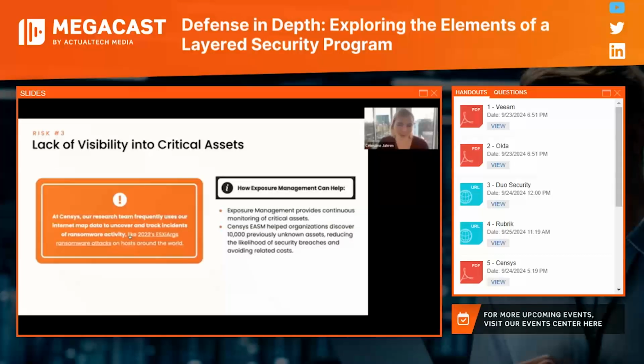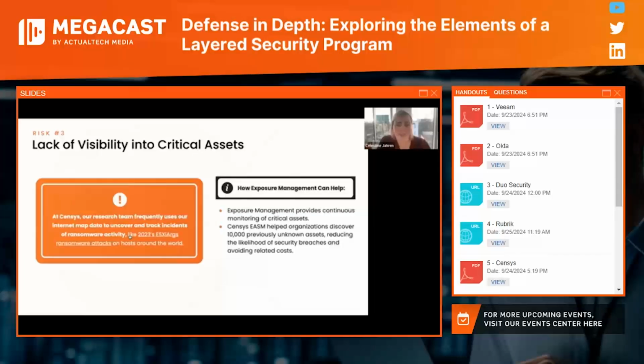So how does exposure management help in this case? Well, continuous monitoring of critical assets, to the extent that manual efforts and tools can't match, really saves a lot of time. It's also about being able to understand the context of the risk severity and the recommendations for remediation.